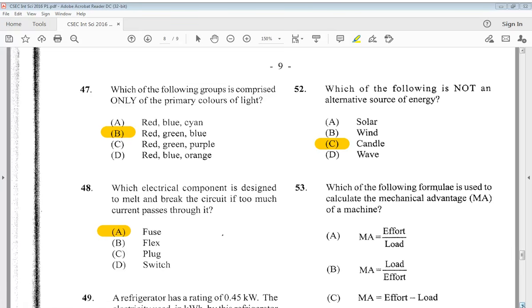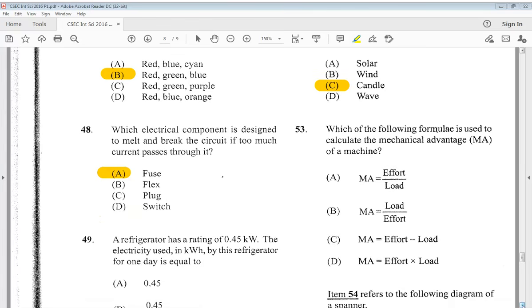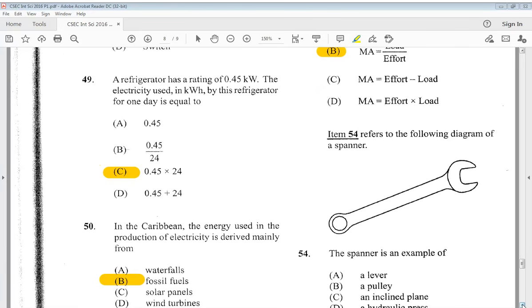So 53 says, which of the following formula is used to calculate the mechanical advantage MA of a machine? Now, this has been a question that has been on almost all of the past papers that we have worked out so far. So, this question should be right in the forefront of your minds. The answer should be there, seen it so many times. So, we know the answer is B. MA is equal to load divided into effort. Question 54.